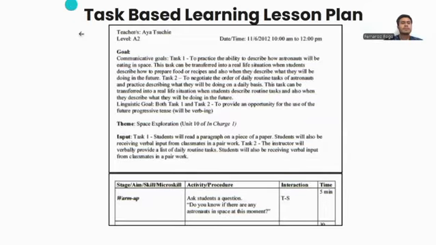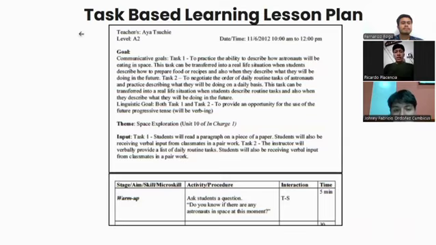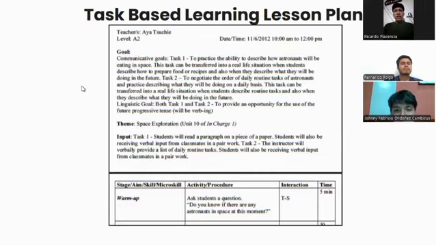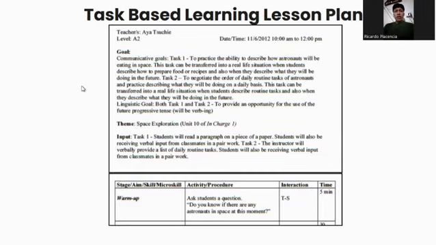And finally, we have an example of a task-based learning lesson plan. This lesson plan follows task-based learning and is designed for A2 level students. In this plan, it focuses on the theme of space exploration. And the objectives of this plan are two: communicative goals and linguistic goals.